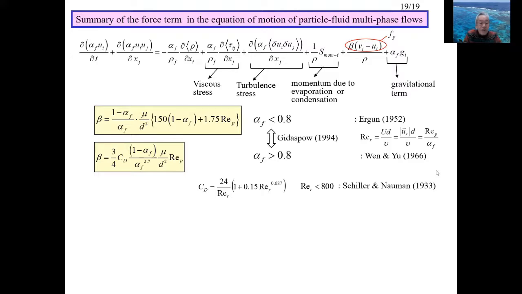I should like to make one note here. Many researchers after Gidaspow have followed his proposal. However, beta in the above two equations is not continuously connected at alpha F equal to 0.8. Fortunately, so far there have been no reports of any inconvenient problem caused by this discontinuity.